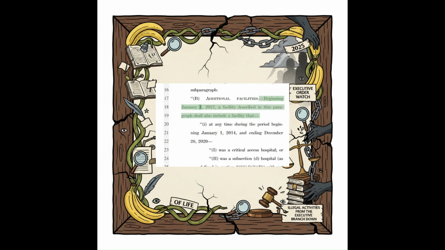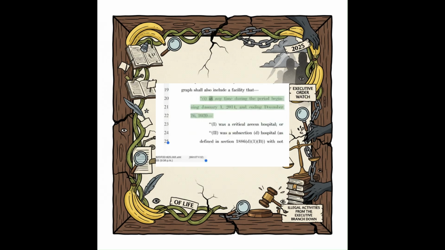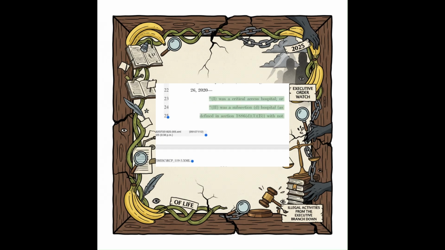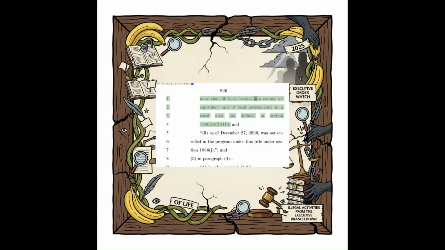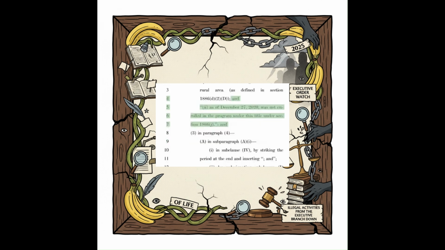Beginning January 1, 2027, a facility described in this paragraph shall also include a facility that, at any time during the period beginning January 1, 2014, and ending December 26, 2020, was a critical access hospital, or was a subsection hospital with not more than 50 beds located in a county in a rural area. And as of December 27, 2020, was not enrolled in the program under this title under Section 1866.